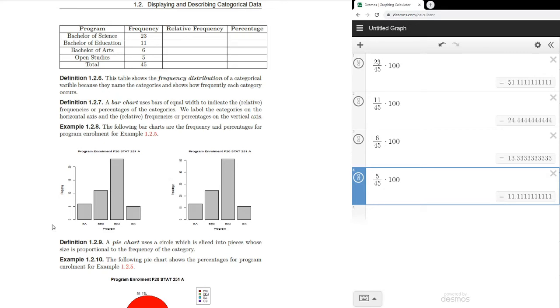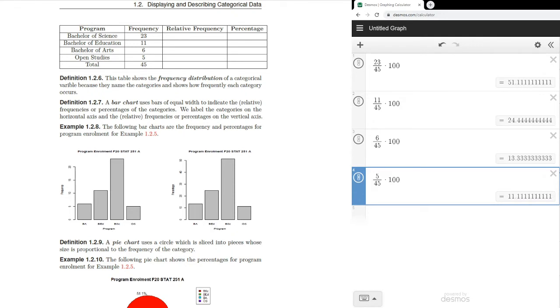So one thing to note about bar charts is that there are gaps between the different categories. We will see later, when we look at displaying numerical data, that there is an analogous display that may not have gaps between the different bars. However, for bar charts, there are always gaps between the different categories.